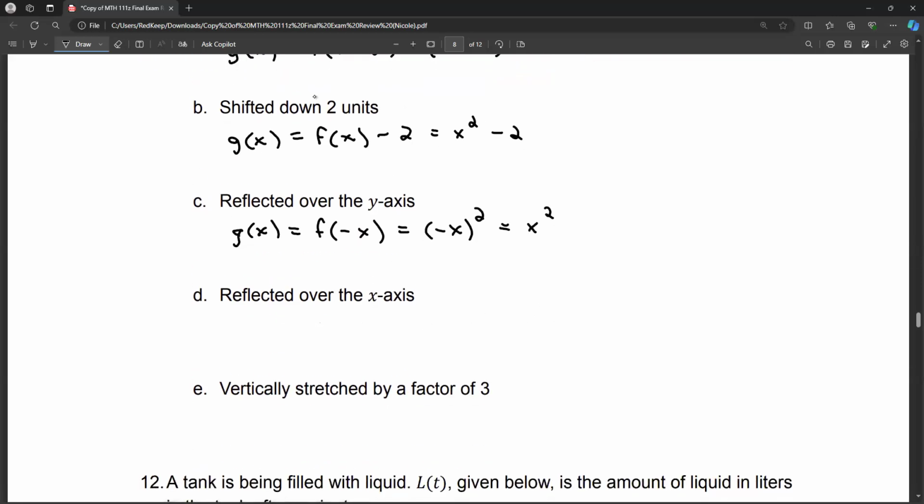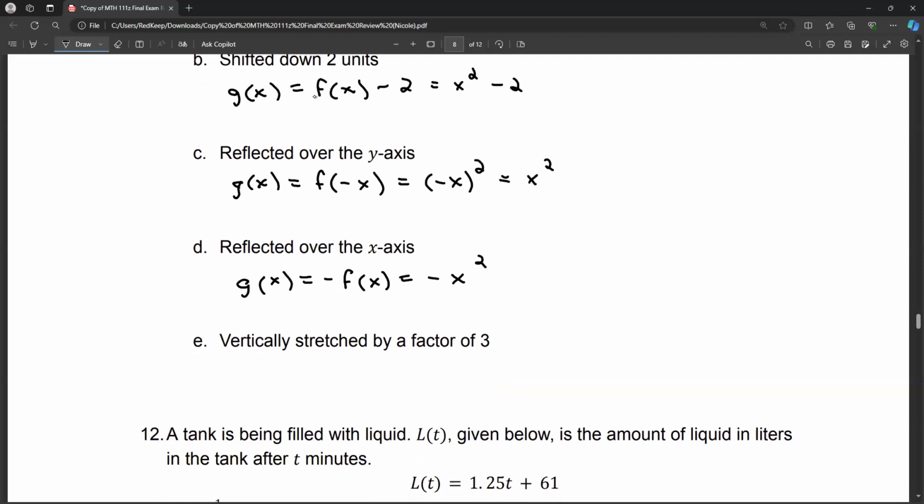In part D, they're asking us to reflect over the x-axis. So this new function g will be negative f of x. Multiply the function, the output, by -1. This one's just negative x squared, just like that.